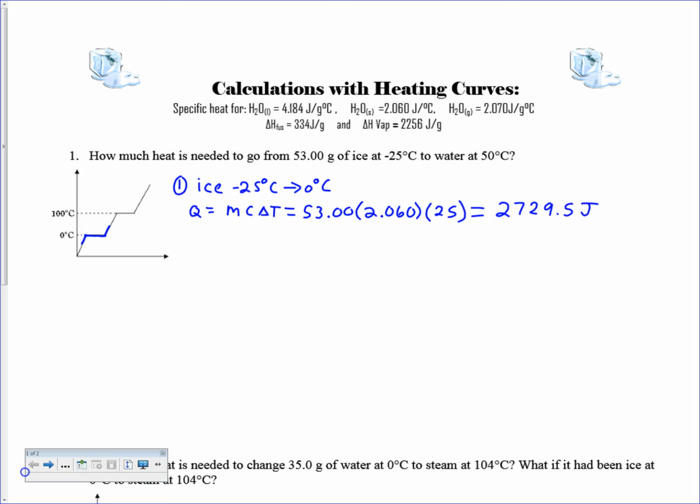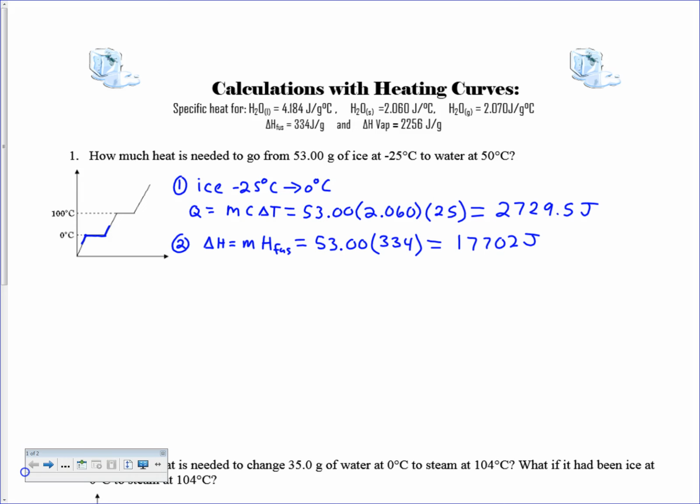Then step 2, that's the melting step. So for melting, we're going to say delta H equals M times heat of fusion. Okay, remember fusion is used whenever we're melting or freezing, whereas heat of vaporization is used when we are boiling or condensing something. So we multiply them here, 53.00 times 334, because that's the heat of fusion listed above. Then we get 17,702 joules.